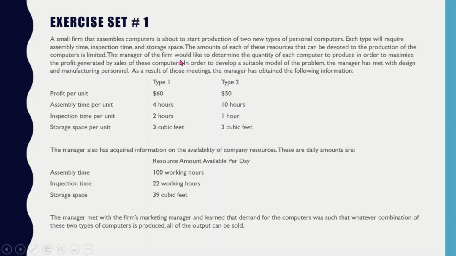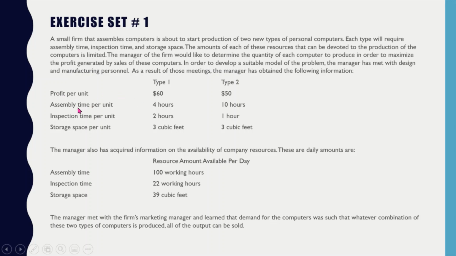So the manager of the firm would like to determine the quantity of these computers to produce in order to maximize the profit generated by sales of these computers. In order to develop a suitable model of the problem, the manager has met with the design and manufacturing personnel. As the result of the meeting, the manager has obtained the following data below. We have here type 1 and type 2. So these are the considerations that we're going to have.